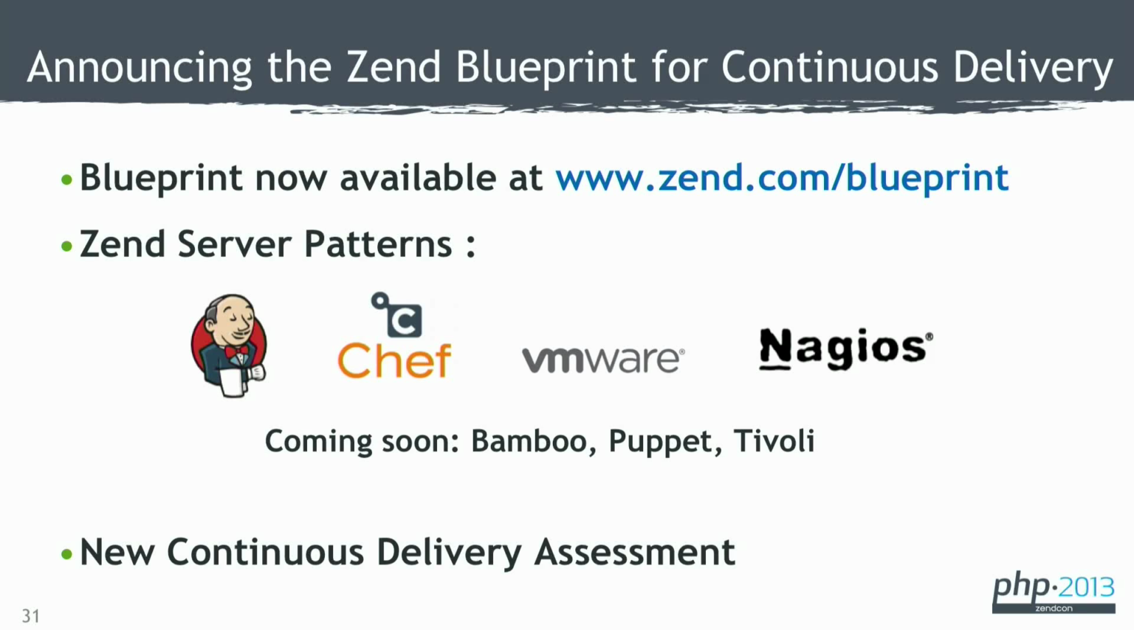And so what you're going to find today is basically our continuous delivery blueprint. That's available right now on zend.com/blueprint. That's where we've started describing what those best practices are. Our goal is to publish a number of patterns that show how you can do this with the different components you may have in your life cycle.